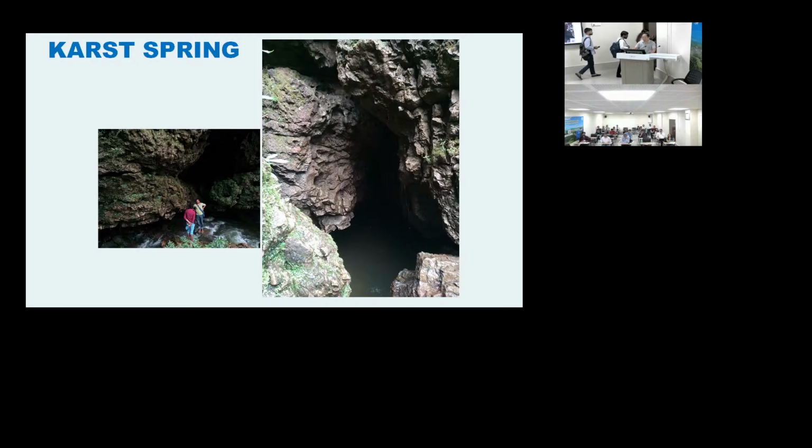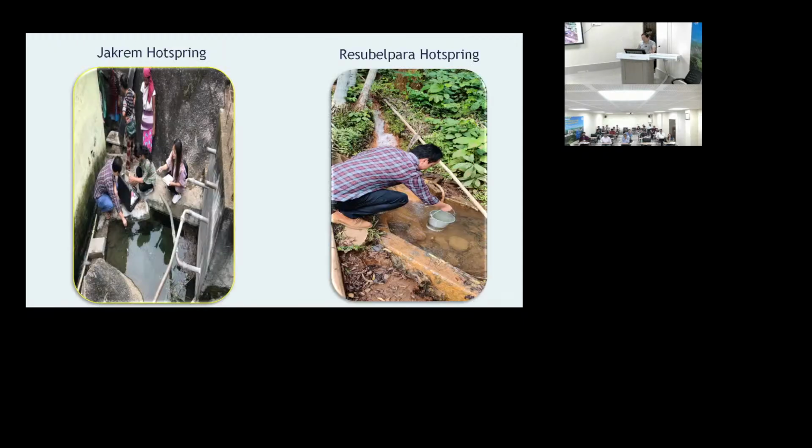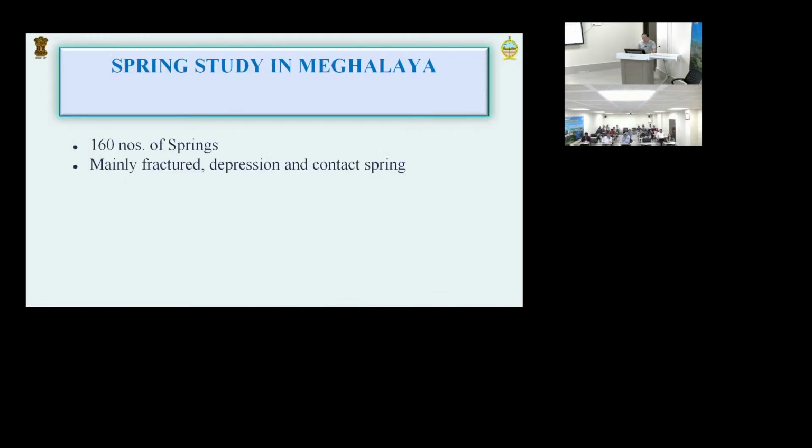I think Sir has already explained the different types. I'll just show what the different types of springs found in Meghalaya are. We can also find hot springs in Meghalaya, like Jakram hot spring and Rasabilpero hot spring. In Jakram hot spring, the temperature is much higher than in Rasabilpero hot spring, where we can differentiate the temperature only during the winter season.